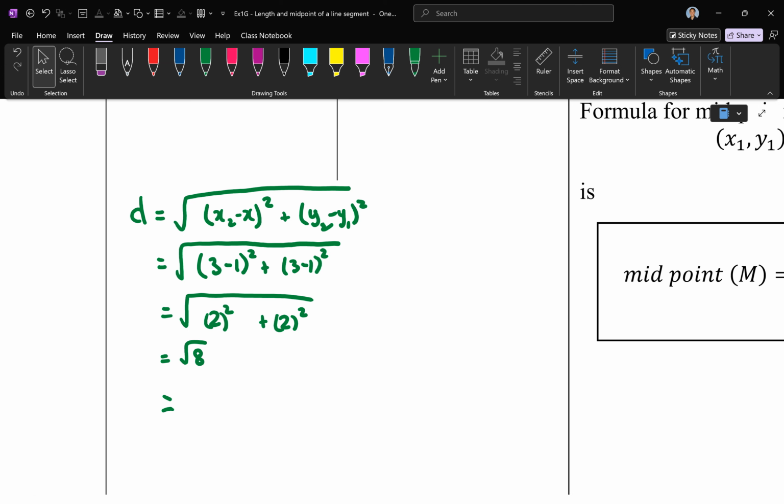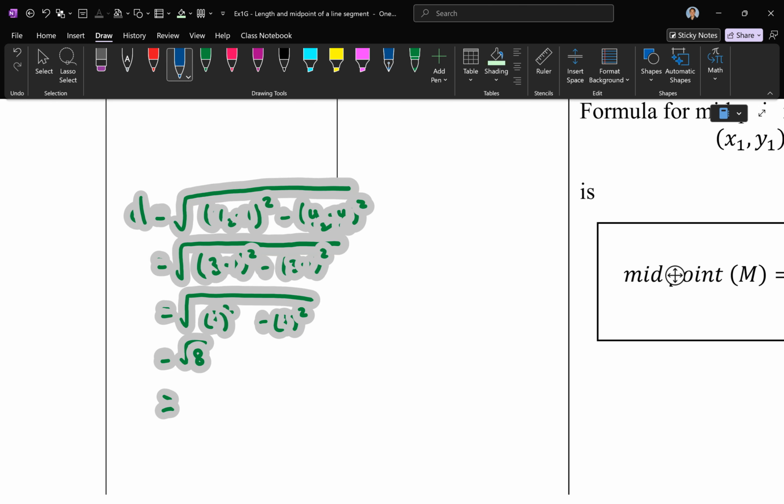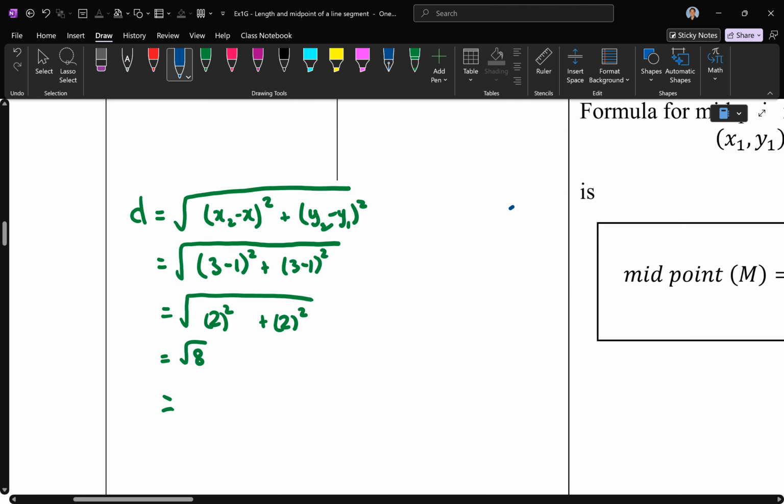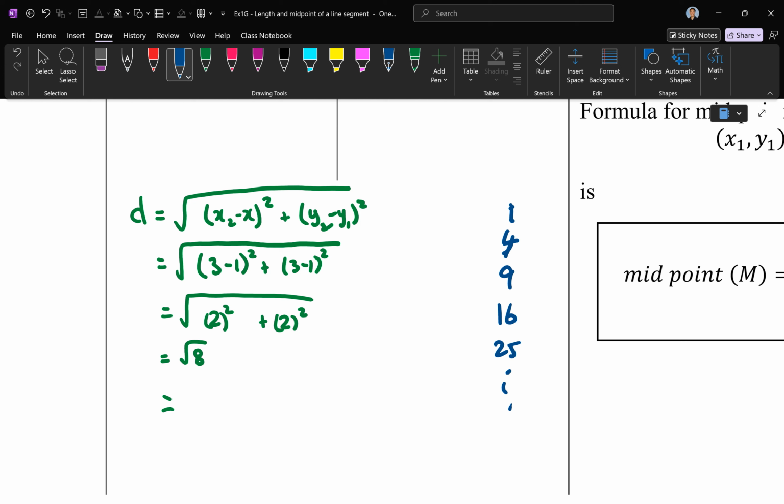For those who aren't sure yet, it's okay. We're going to be learning an exercise on how to simplify surds. The idea is to figure out all your squared numbers. So you know 1 squared is 1, 2 squared is 4, 3 squared is 9, 4 squared is 16, 5 squared is 25. So you just need to know your squared numbers. And the question is, can you break the 8 so that it has one of these squared numbers? Now 8 can be broken up into 4 times 2. And 4 is a squared number.